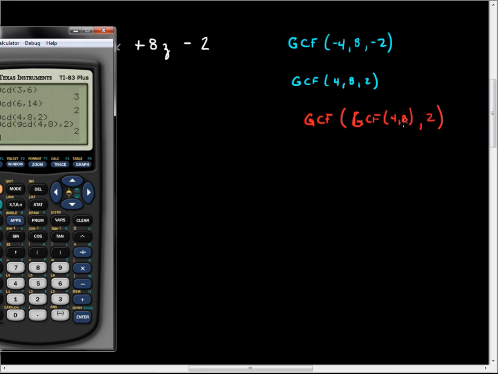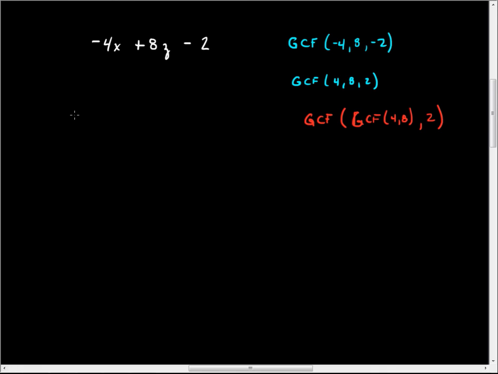By the way, the greatest common factor of 4 and 8 is, I'm sorry, is 4. So the greatest common factor of 4 and 2 is 2. So now that we know it's 2, we pull that 2 out, but because we have a negative, we automatically pull a negative out front. And we just go through and divide. -4 divided by -2 is a positive 2x. Positive 8 divided by -2 is -4z. -2 divided by -2 is a positive 1. And that's how you work through it. So it's really not that bad.